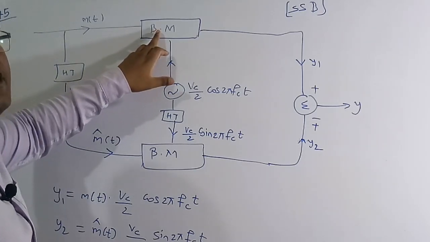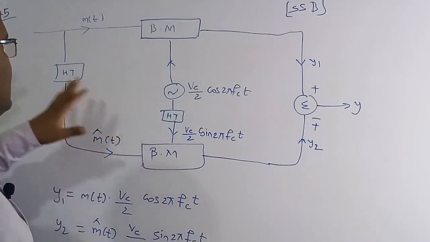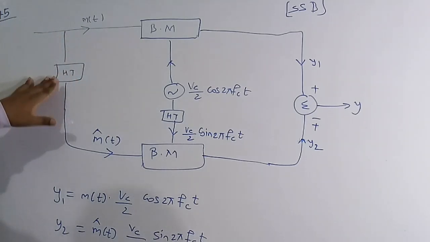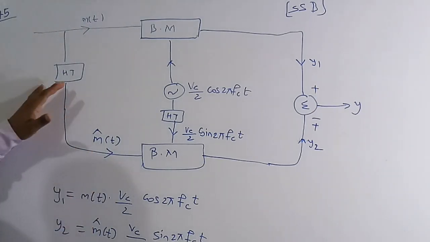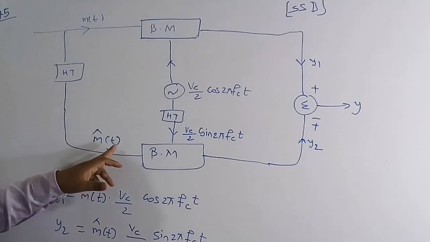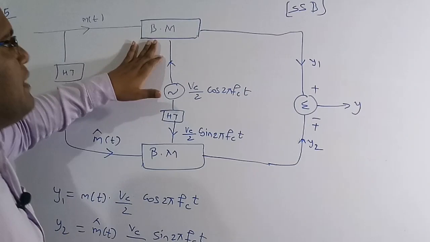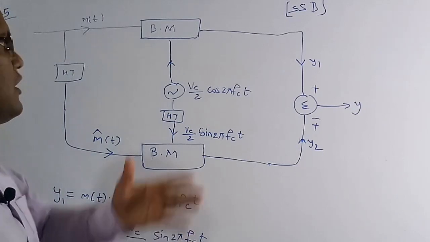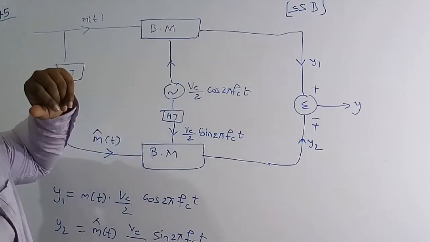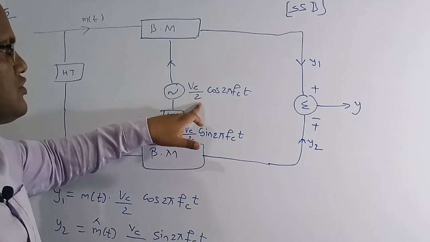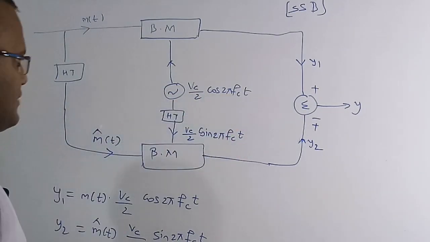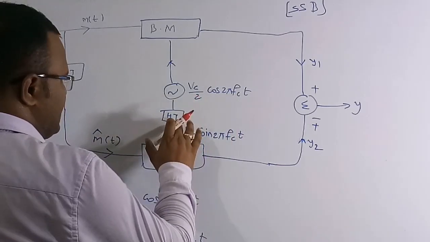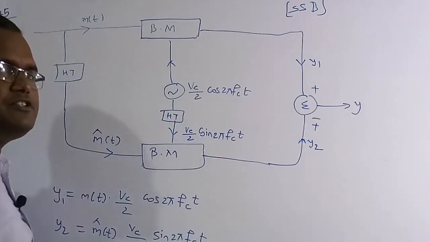We are going to use a balanced modulator, and the input is the message signal, and this message signal is also given as input to this Hilbert transform. The Hilbert transform is nothing but a phase shift; it adds a phase shift of minus 90 degrees. So the output of this Hilbert transform is M dash of t for the input M of t. This balanced modulator just does the product of its two input signals. Here the AC source contains Vc by 2 cos 2 pi FCT. This Vc by 2 cos 2 pi FCT is also given as input to a Hilbert transform, so it is going to add a phase shift of minus 90 degrees.